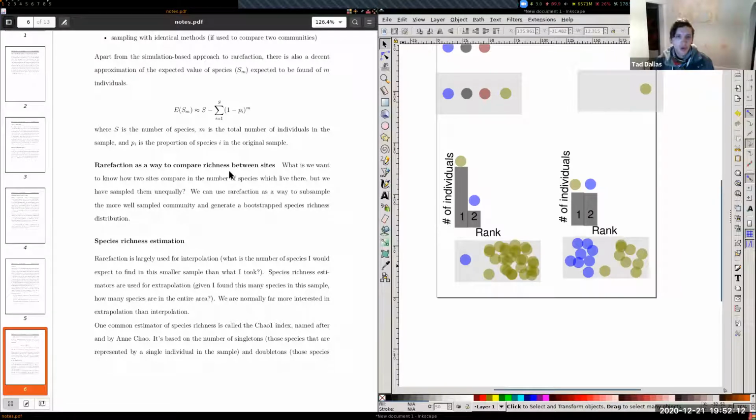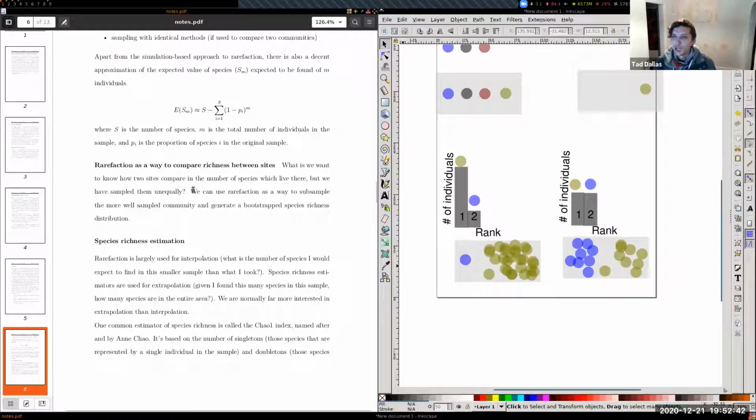So normally rarefaction is used for one site. Like you go to a site and you say, I want to know how many species are present given that I sampled this many individuals, in the case of individual-based rarefaction, not sample-based, where we're taking a batch sample. What we also can do is use rarefaction to compare species richness between sites.